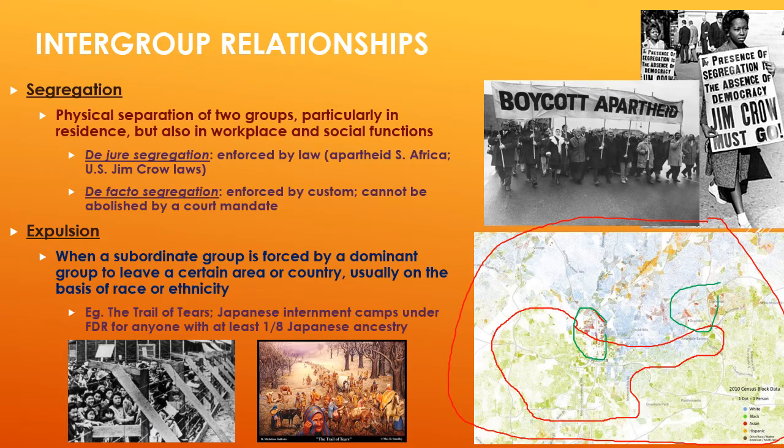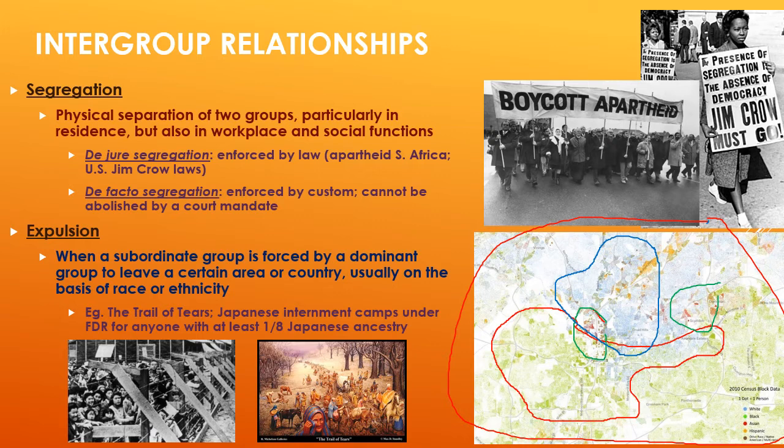And then the area shaded in blue, which is kind of this whole area, is where most of your white people in Atlanta are living. So you can see, even though de jure segregation no longer exists and has been kind of ruled unconstitutional, de facto segregation still is in effect in the United States.